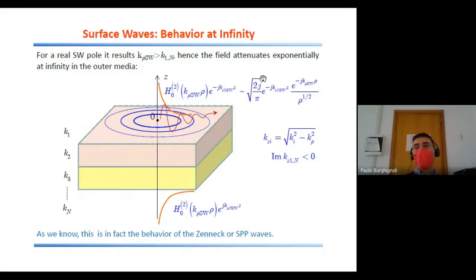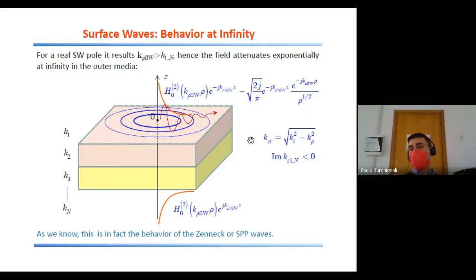Okay, so you can see here the explicit expression of the pole contribution, which is the Hankel function evaluated at the pole wave number, here indicated as k_rho surface wave. That is, again, a real number larger than any wave number of the semi-infinite media, times an exponential function that is e to the minus j k_z1 surface wave z in the upper medium, and e to the plus j k_zN surface wave z in the lower medium.